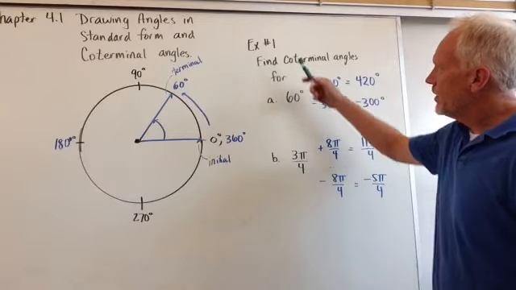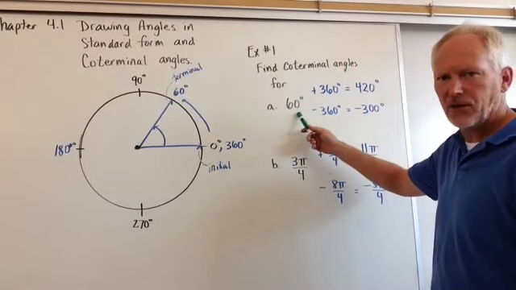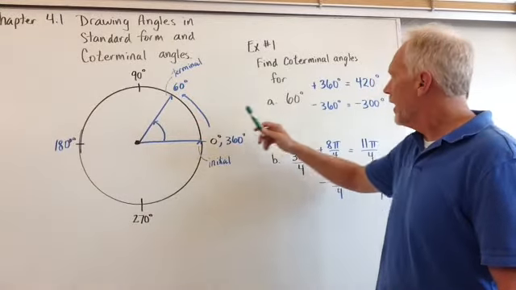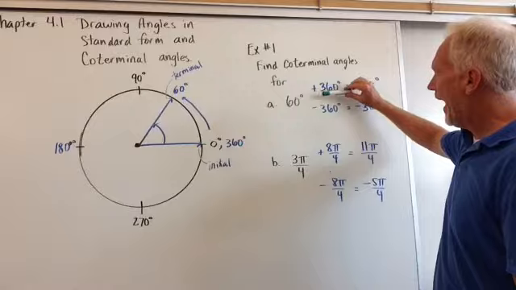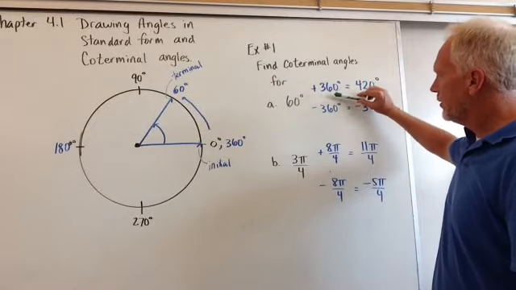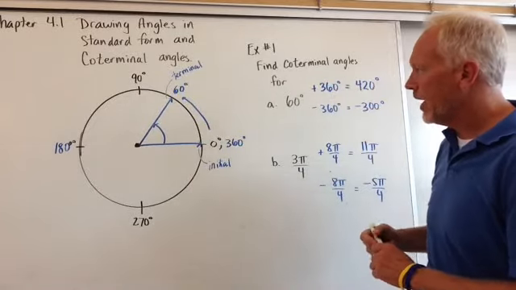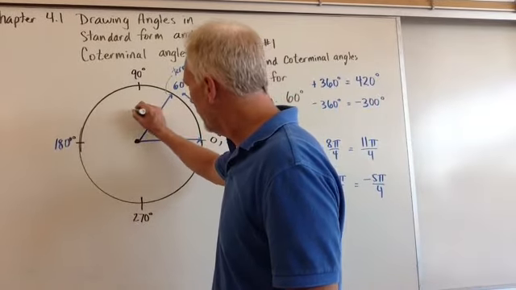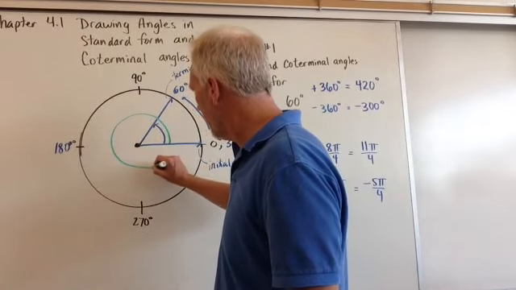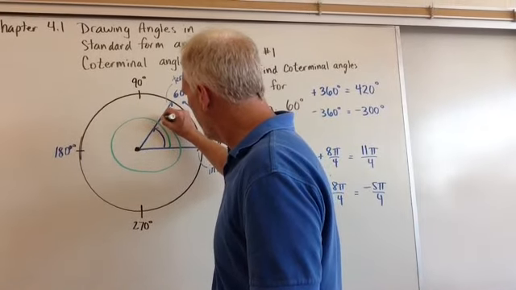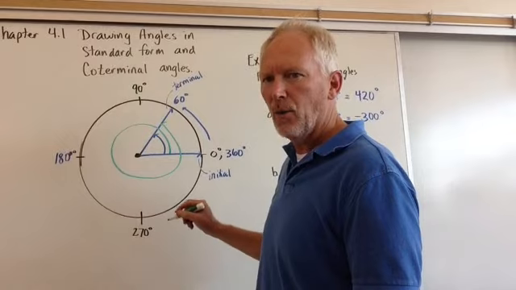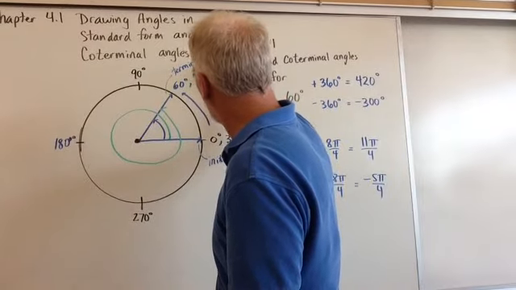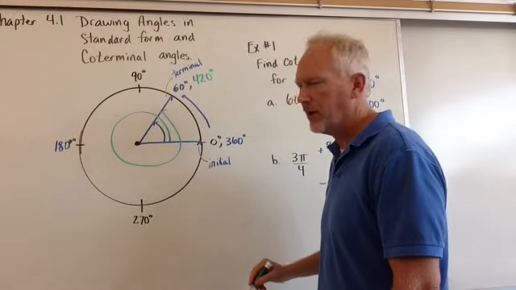Now, example 1, find a coterminal angle for 60 degrees. Well, we started off here at 60 degrees, and so we want to leave that there. And it says, by the definition, we can either add 360 degrees to it. So if we add 360 degrees, I will go around this, come around again, and come right back to the same spot. And that will give me an angle that results in 420 degrees. Okay, 420 degrees.